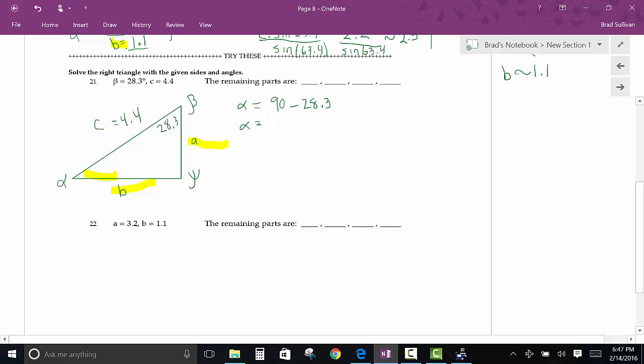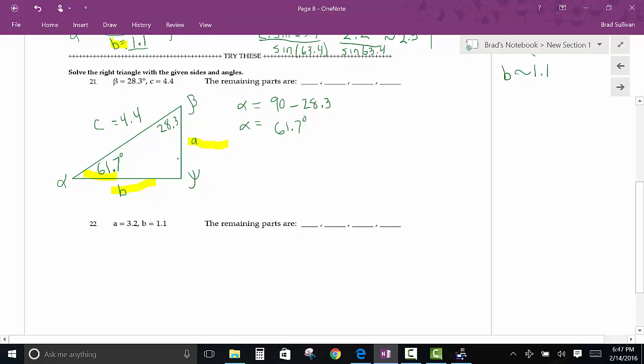I'm just going to do that on my calculator. 90 minus 28.3 is 61.7. So we got 61.7 degrees is what you should have gotten. Now let's go find one of the sides.